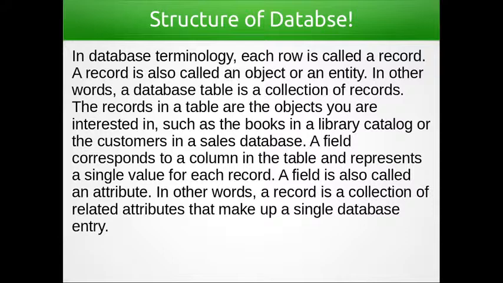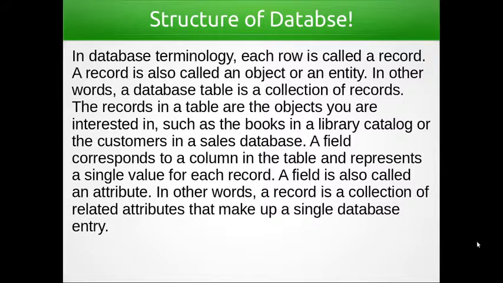Just as I have shown you, the records in a table are the objects you are interested in, such as the books in a library catalog or the customers in a sales database. A field corresponds to a column in the table and represents a single value for each record. A field is called an attribute.